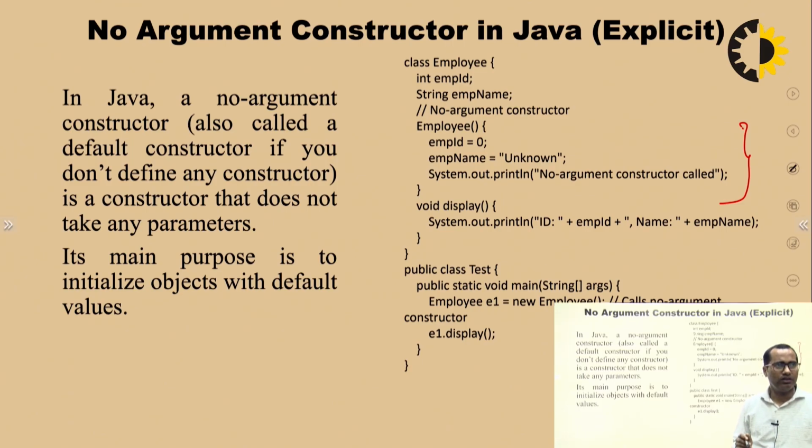In Java, a no-argument constructor is also sometimes called a default constructor if we don't define a constructor. It is a constructor that does not take any parameter, and its main purpose is to initialize the object with default values. So what are the default values I have provided? The objective of this constructor is to initialize the object with those values.